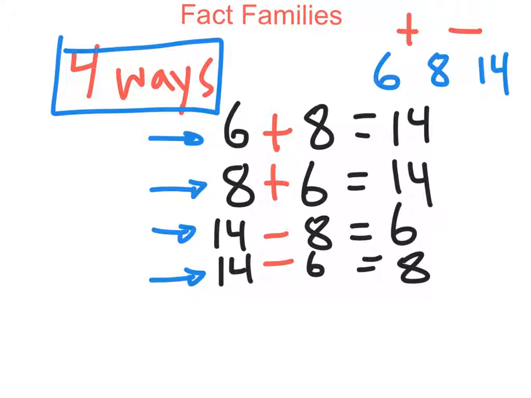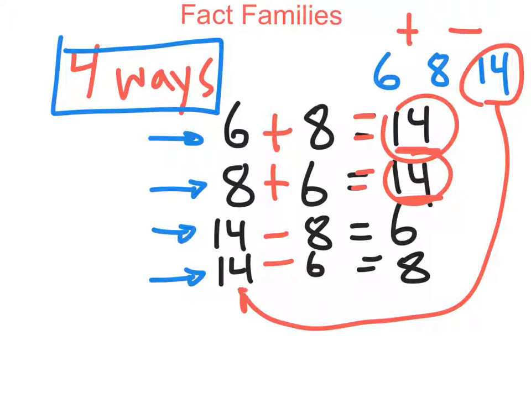Now what's really, really important is when you do addition, your biggest number must end up at the end. You have to equal your biggest number. But when you subtract, where should your biggest number be? It should be in the front. So 14, our biggest number, is in the front. You have to start with your biggest number. Let's do another example.